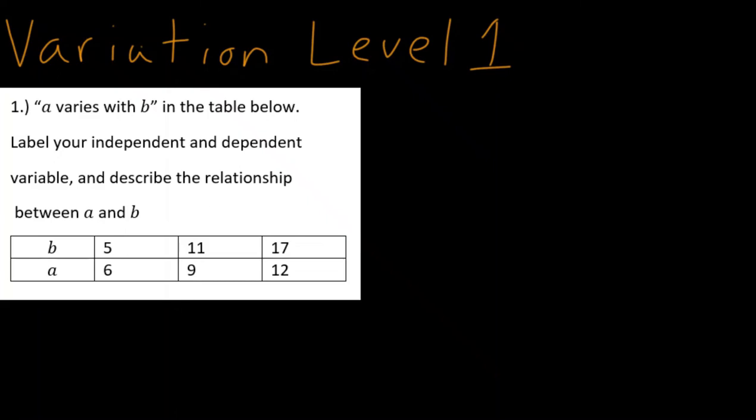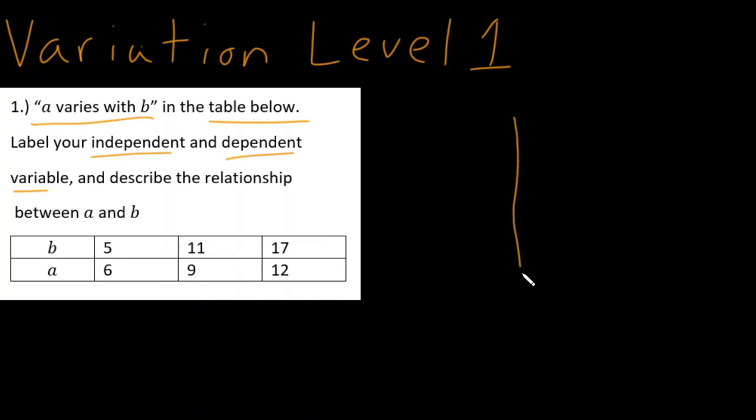Alright, and welcome to Variation Level 1. Now, in our very first example, it says this: A varies with B in the table below. Label your independent and dependent variable and describe the relationships between A and B. So here's how I really want you to start these problems.